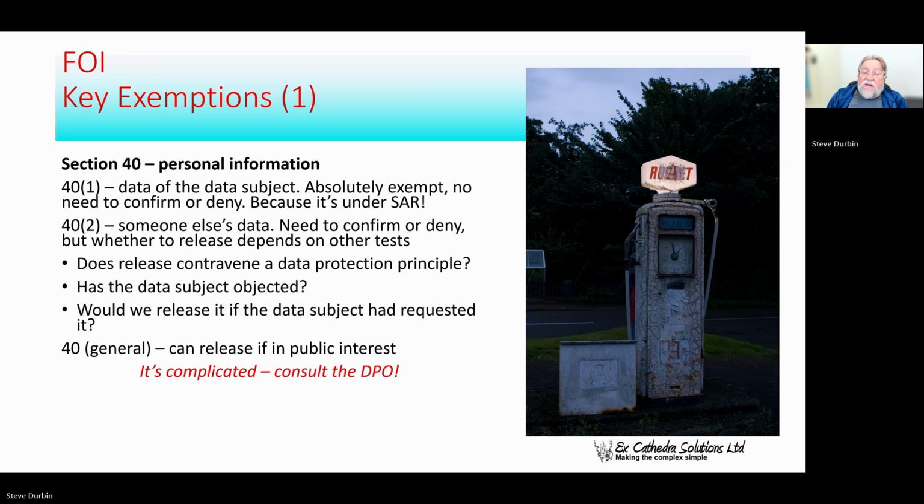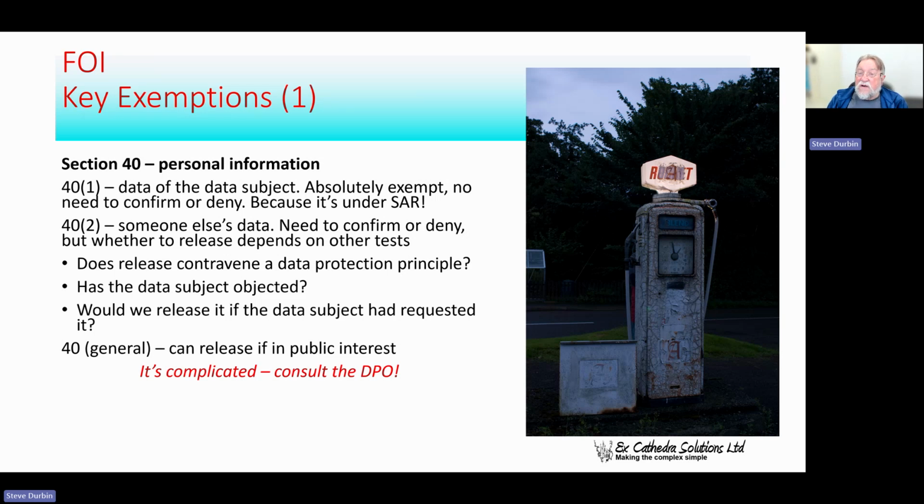So the first key exemption, and the one that always comes up, is section 40, personal information. Now section 40 divides things into two different bits. Section 41 is the data of the data subject. That's absolutely exempt, and we don't need to confirm or deny because it's under the subject access request. So they just have to apply for that under different law. Section 42 is where it's someone else's data.